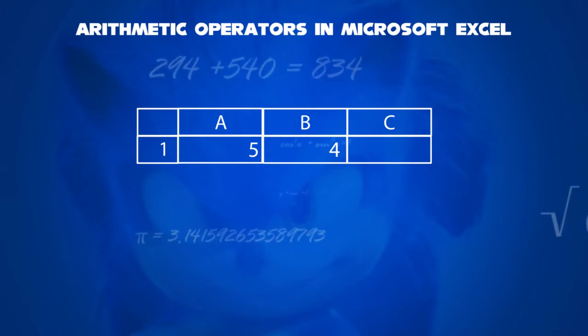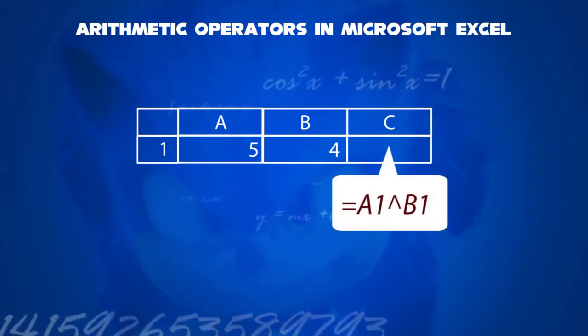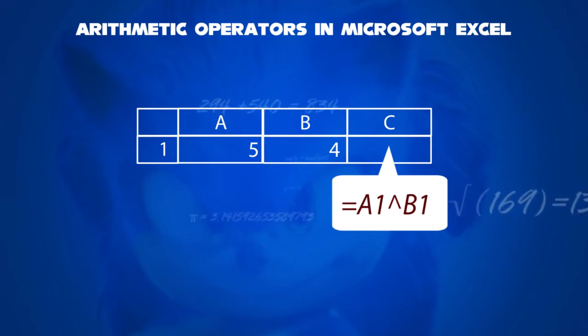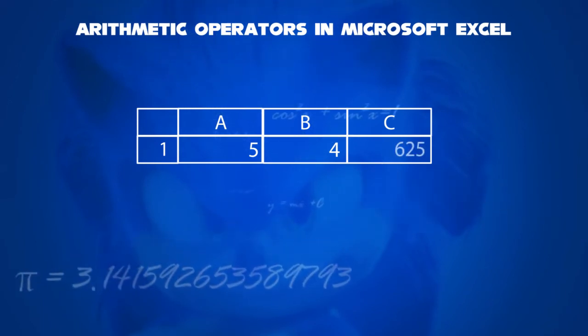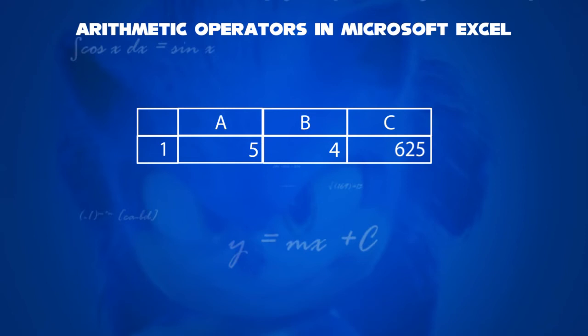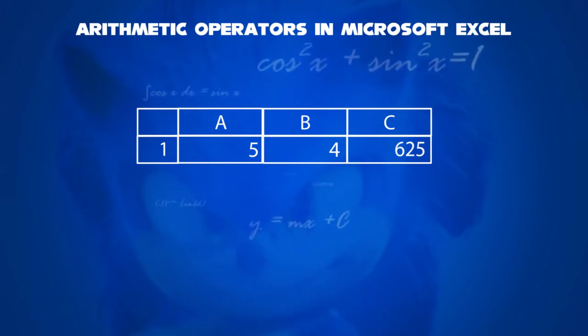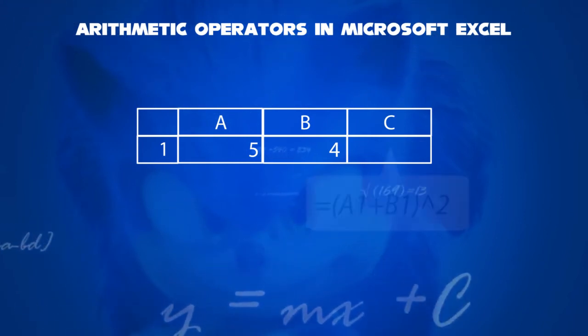And finally, the sixth one is the caret sign, an exponent, which is said to multiply a value many times. That is A1 caret B1, or 5 to the exponent 4, which gives a large value. The answer is 625. In another way, the caret sign can be used for squaring and cubing values.